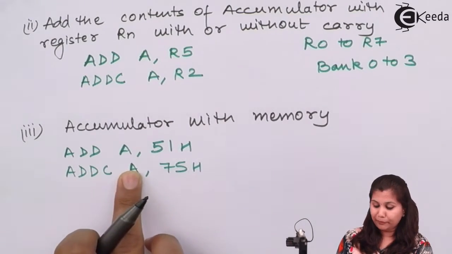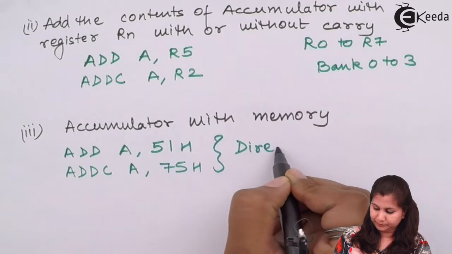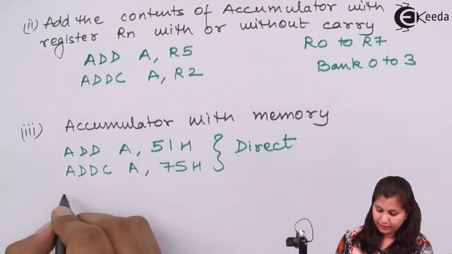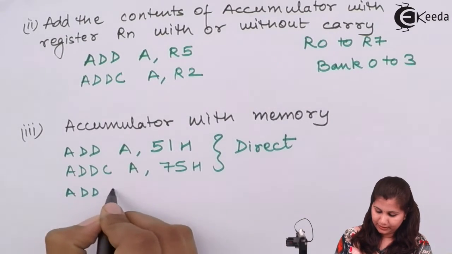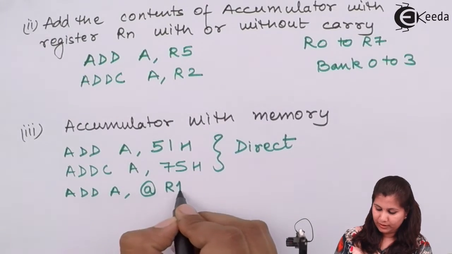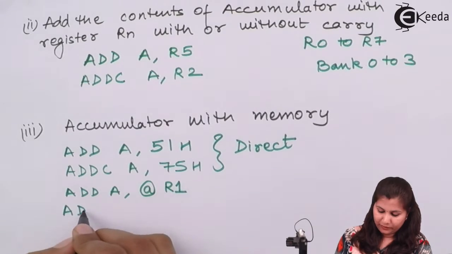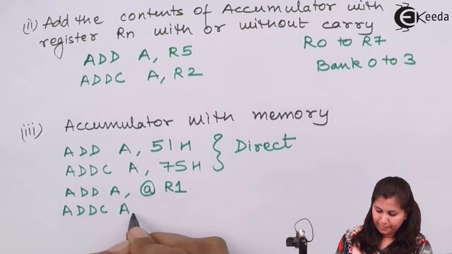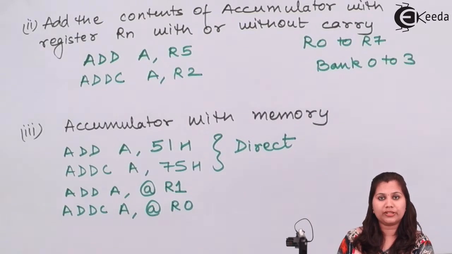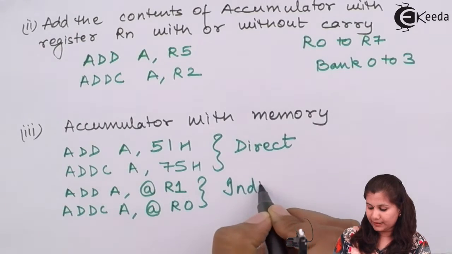Now this is the type of direct addressing. If we are using indirect addressing for the memory, we can have ADD A, address of the memory location is in the R1 register. If we are doing it with carry, address of the memory location is in the R0 register. So this type of addressing is the indirect addressing.